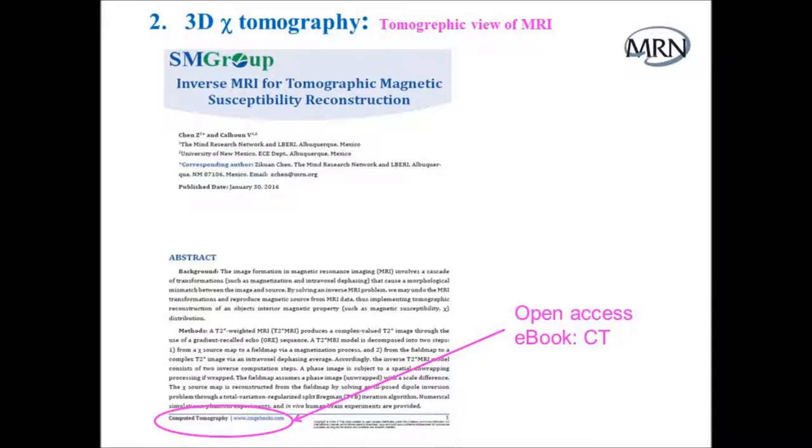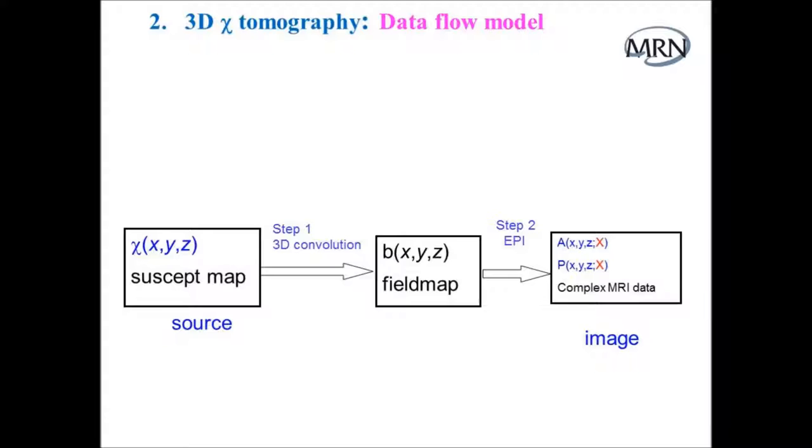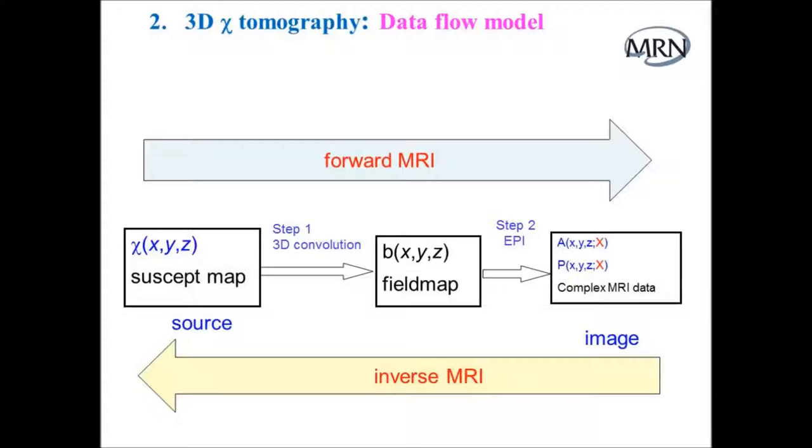This is an open access book. I think it will be available in a few months, because right now it has just been accepted. I think it's free because it's open access. So I use the 3D spatial Chi tomography, that's a reconstruction of Chi. This is a data flow model from source to susceptibility. This is the forward model to get the data, and this is the inverse to get the source.